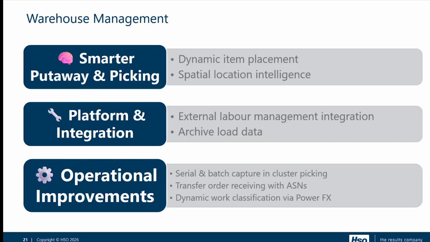And finally, on operational improvements, serial and batch numbers in cluster picking. The precise tracking of these tracked items during cluster picks, closing a bit of a compliance gap for regulated industries. That's a good one, and I know we'll be using that ourselves on quite a few of our running projects. Transfer order receivings with ASN. ASNs now drive the receiving process in the warehouse operations mobile, just reducing a few manual steps basically at the dock.